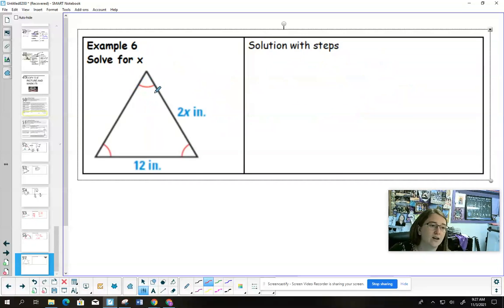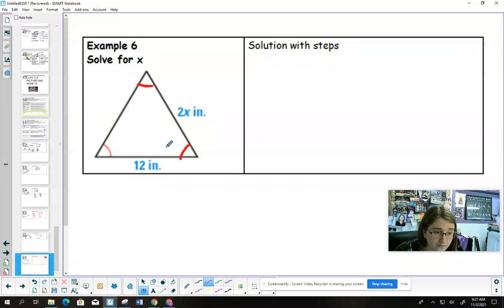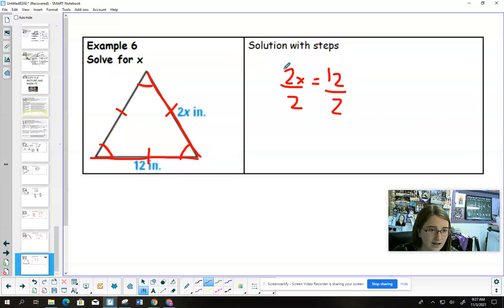So last one, example 6 here. Now, I want you to notice something that's a little bit different here. How many angles do we have congruent in this picture? Well, we've got all 3. So what this guarantees, if I have 2 angles congruent, I've got 2 sides congruent. Here I have 3 angles congruent. That means all 3 sides are congruent. Nonetheless, this is going to be the exact same setup as last time, because if these sides are congruent, I can once again set them equal to each other. So very quickly, go ahead and solve for x. Well, 2x equals 12. Divide by 2. I got x equals 6, and that's it.